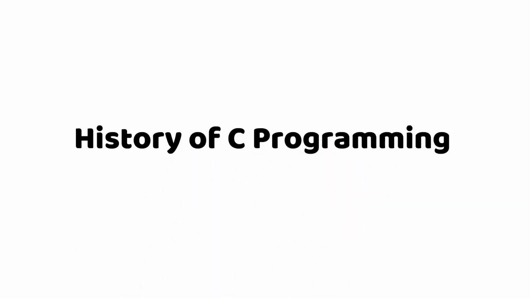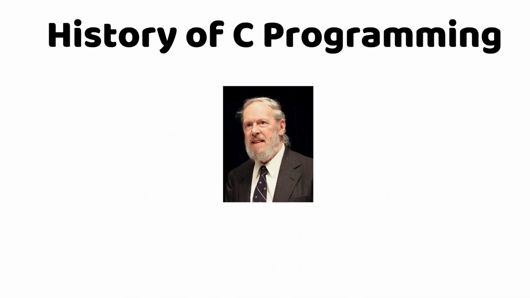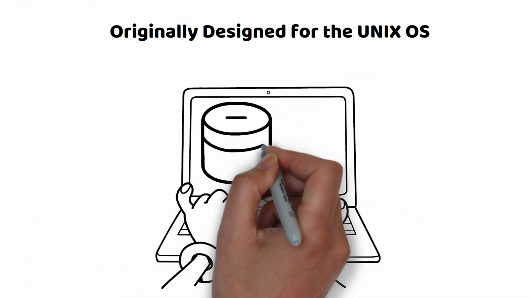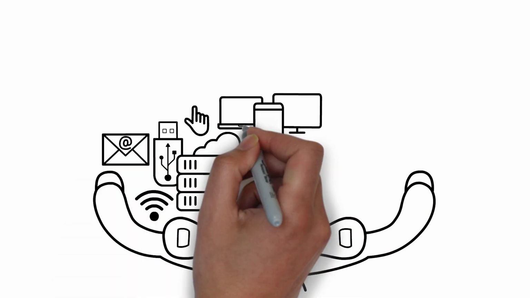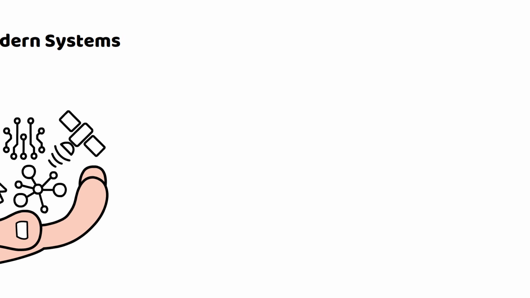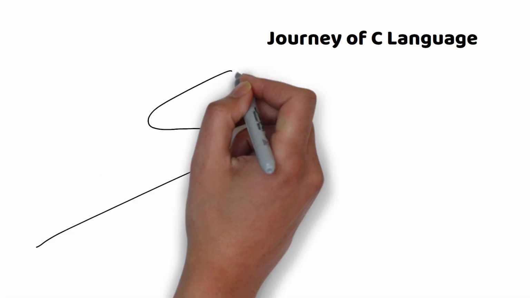C programming was developed in the year 1972 by Dennis Ritchie at the Bell Labs. It was initially designed to improve the UNIX operating system, and soon after it became the foundation for many other languages and modern systems.